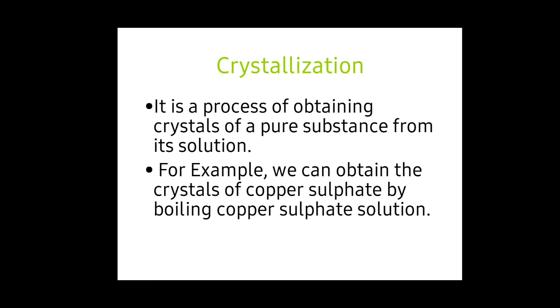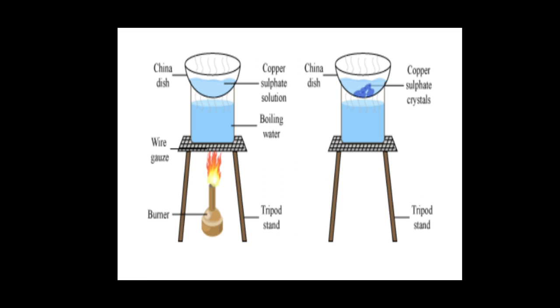For example, we can obtain the crystals of copper sulfate by boiling the copper sulfate solution. To obtain the copper sulfate crystals, we need to take copper sulfate solution and we have to heat it.